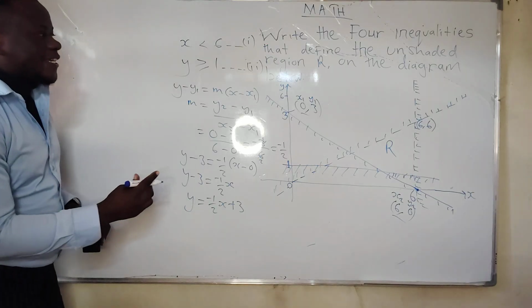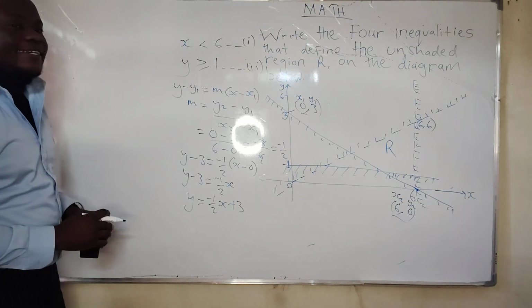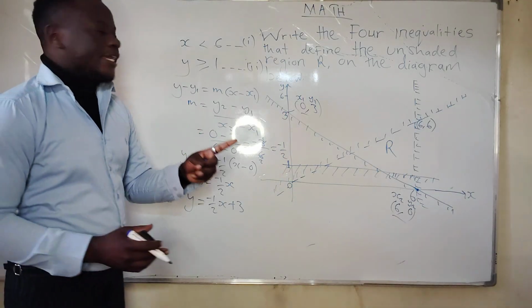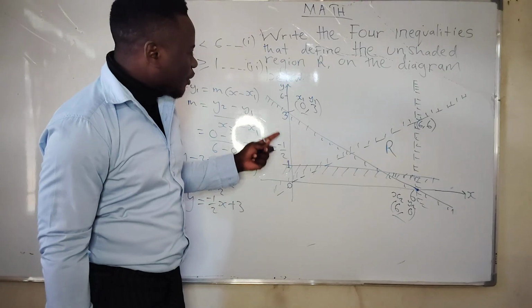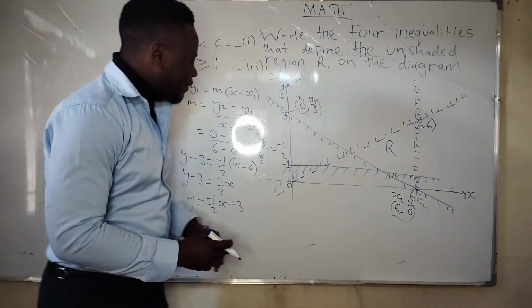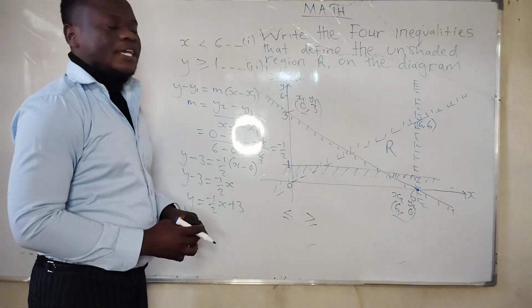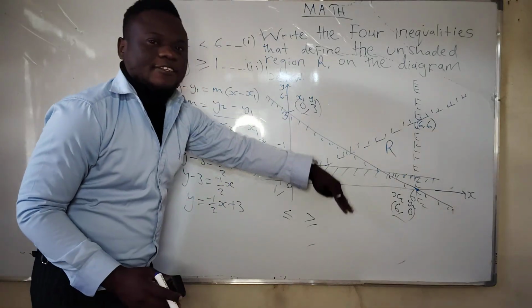What we need is what? Inequality. So for the inequality, you remove equals and put the inequality. Now from the 4 inequalities, check the type of line you are using. The type of line you are using here is what? Solid. So if it's solid, then it's either you pick this or this. Now check the side where it is shaded. Down part is shaded, lower part is shaded.